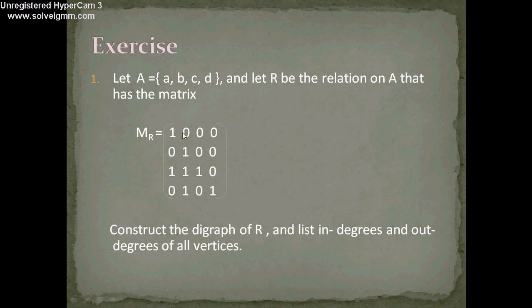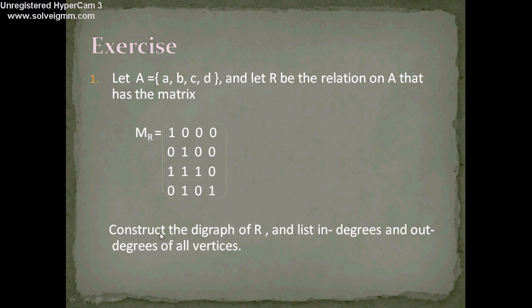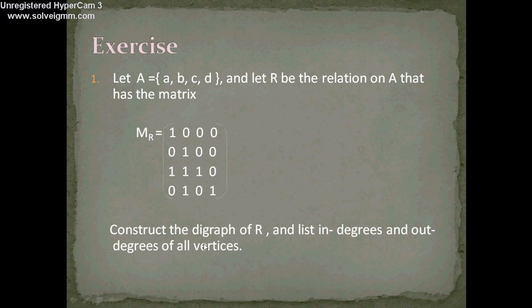If the ordered pair is absent, we have 0 there. So now what you have to do is construct the digraph of R and list the in degrees and out degrees of all the vertices. I hope you know what is meant by in degrees and out degrees, so you can do this easily. Just try it.